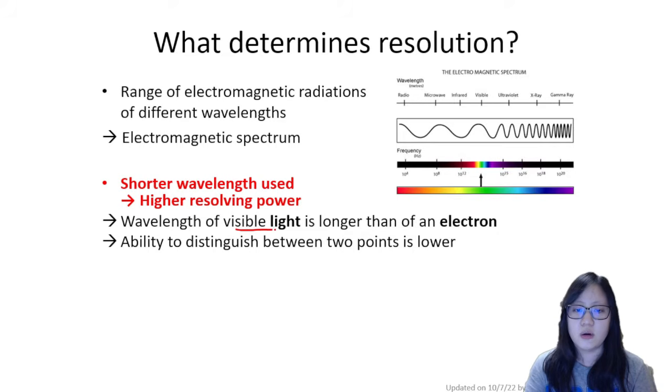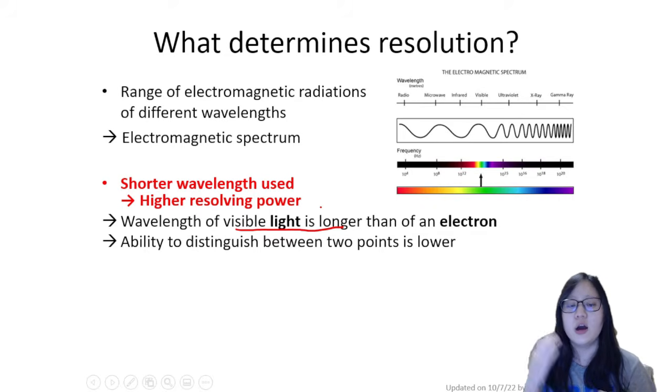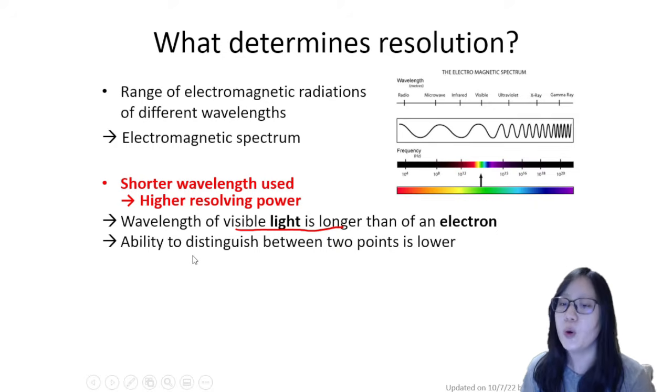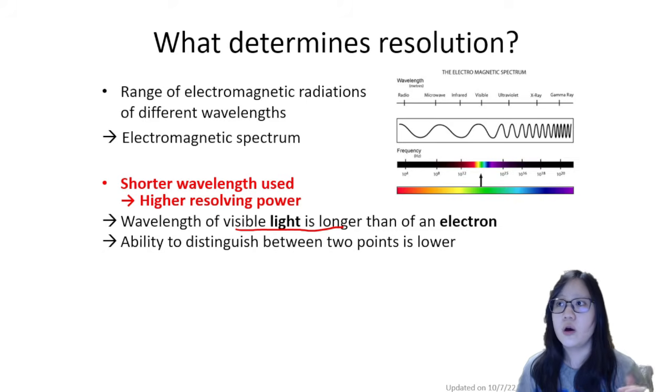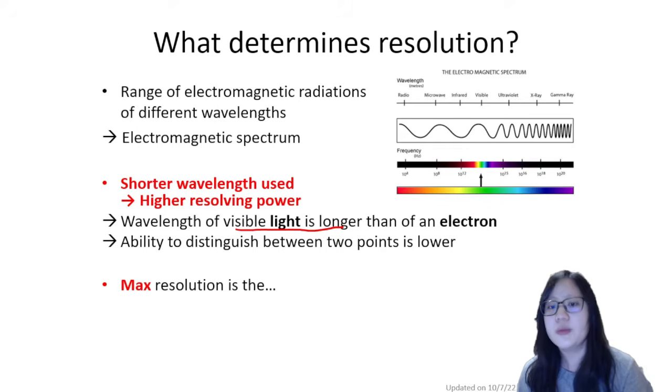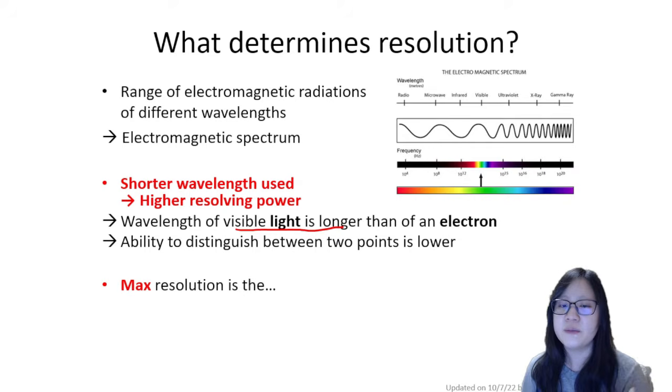Okay, so visible light, longer wavelength, therefore light microscope would have a lower resolving power because the ability to distinguish between 2 points is lower. So even if you magnify it by a lot, the resolution will not improve. The image will look blurry when you zoom in a lot. Yeah. Now, how do we describe resolution?